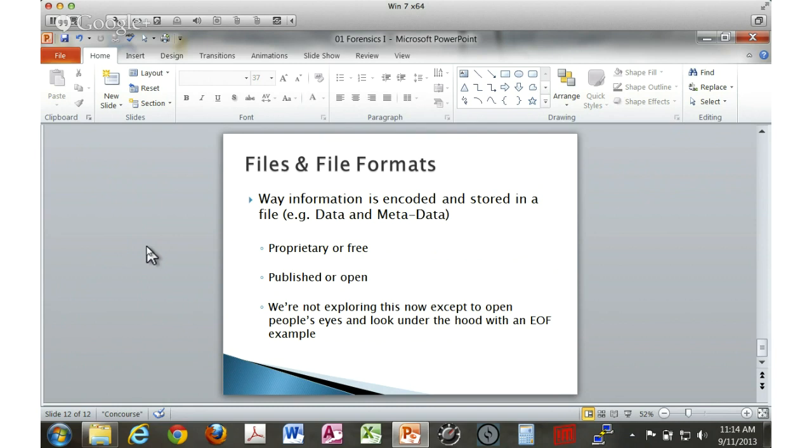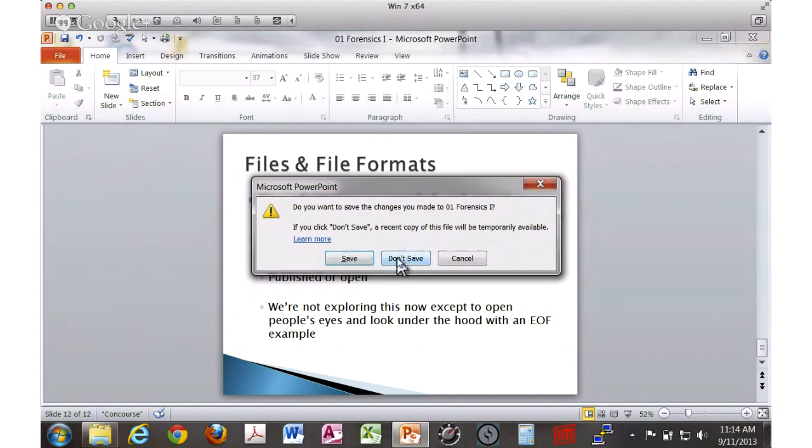So let's close this, if I can find my cursor. Don't save. Who cares? Save.